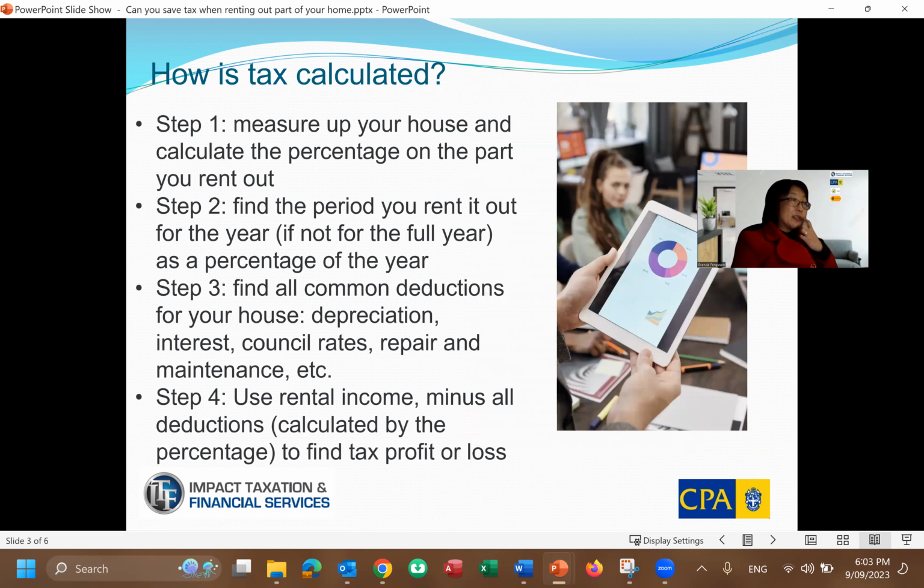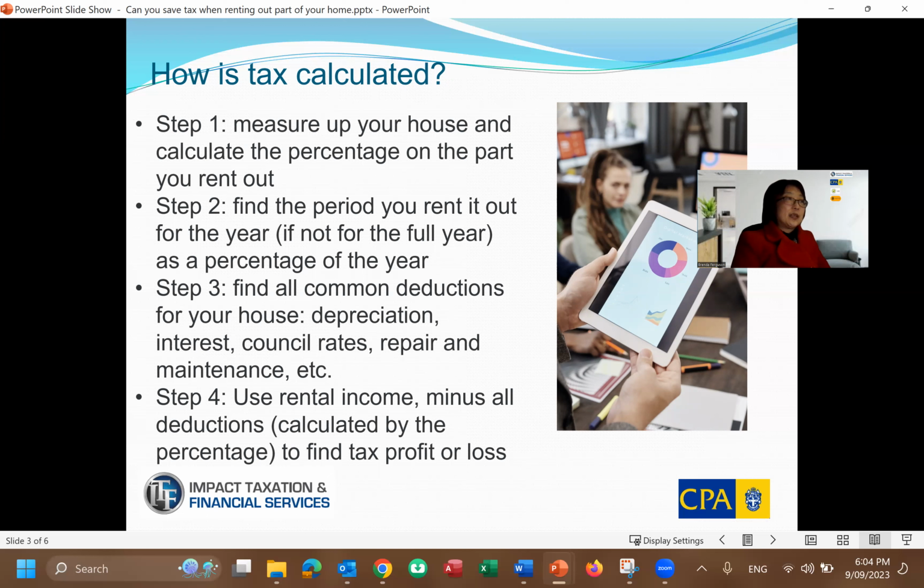Firstly, let's have a look at how tax is calculated when you're renting out part of your home. Step one is you need to measure up your house and calculate the percentage of the part you rent out. Then step two, you need to find the period you rent it out for the year, if it's not for the full year, as a percentage of the year as well. So let's say you rent out 300 days out of 365 days of the year, you use 300 divided by 365, that's a percentage.